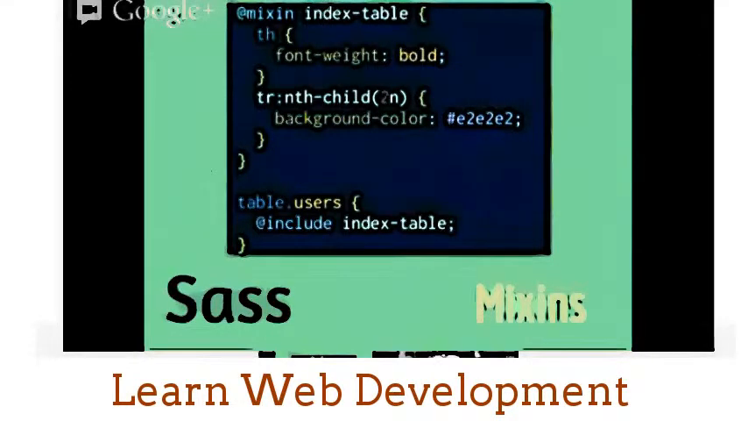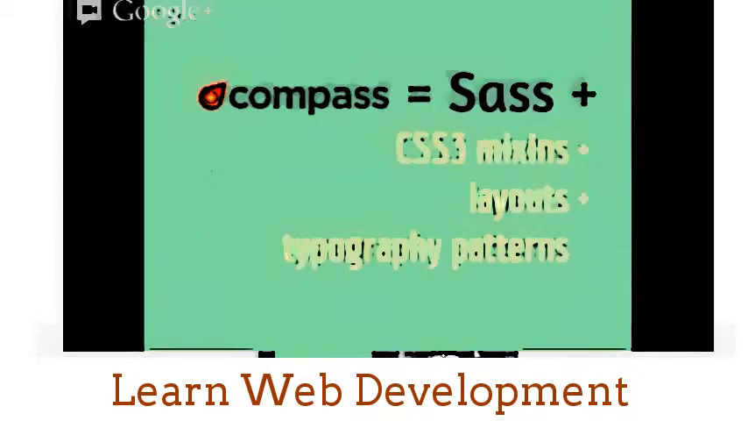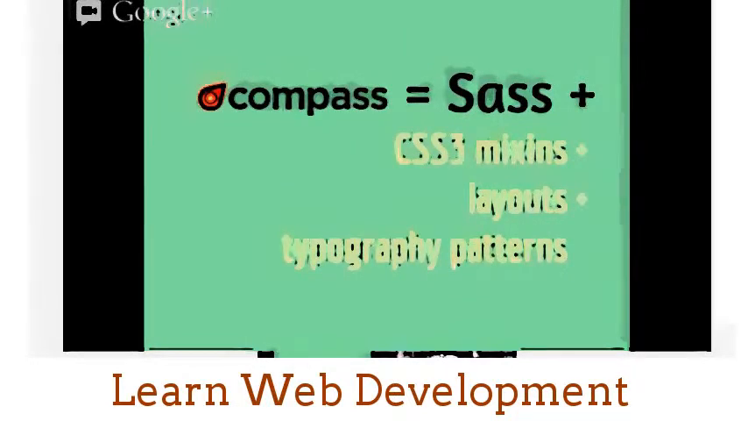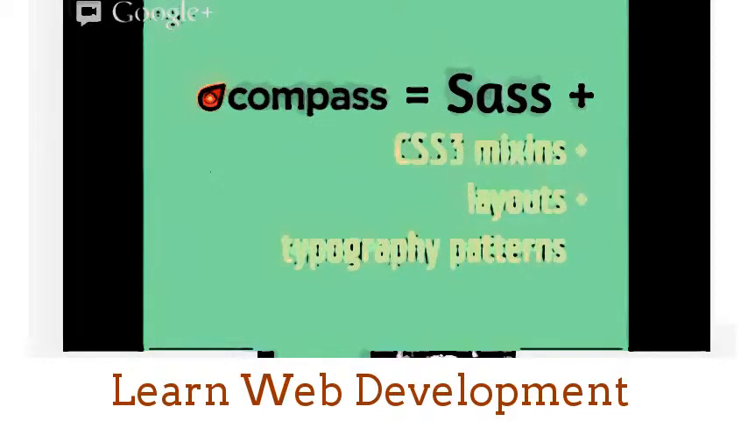Now, one project that makes heavy use of the mixin functionality and is built on top of Sass is called Compass. It refers to itself as a CSS authoring framework. So with Compass, we get a host of CSS3 mixins, layouts, some typography patterns. So let's take a look at some of this.